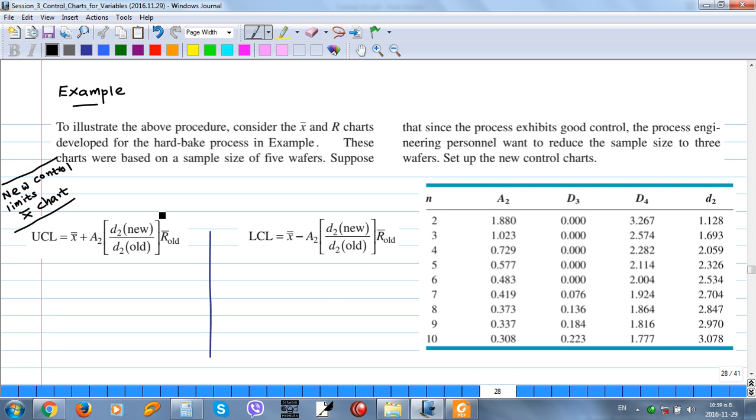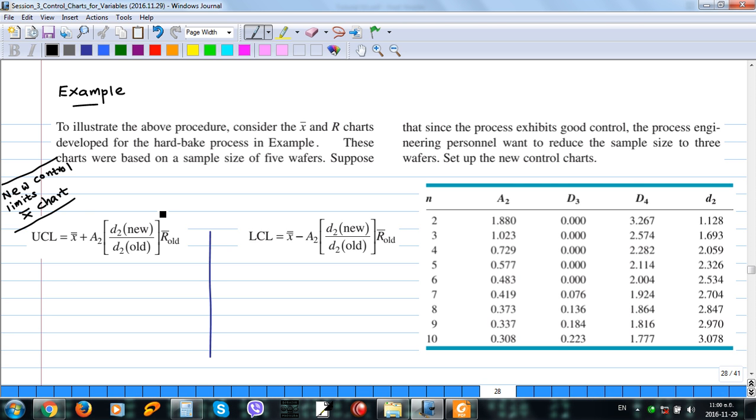We will do examples to understand these things. To illustrate the above procedure, consider the X bar and R charts developed for the handbrake process in the example. These charts were based on a sample size of 5 wafers. Suppose the process exhibits good control. The process engineering personnel want to reduce the sample size to 3 wafers. Earlier it was 5, now it is reduced to 3. Set up the new control charts.